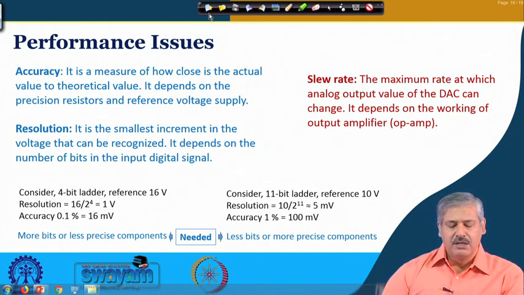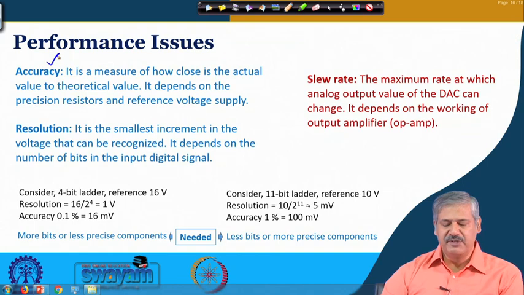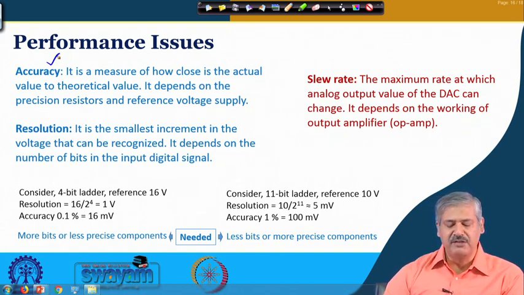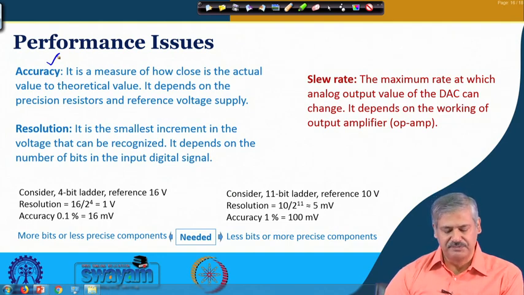So important things are of course accuracy. It is a measure of how close the actual value is to the theoretical value. Of course, this is one important element. It depends on the precision resistors and the reference voltage supply, which is why we mentioned that particular block and additional circuitry required.